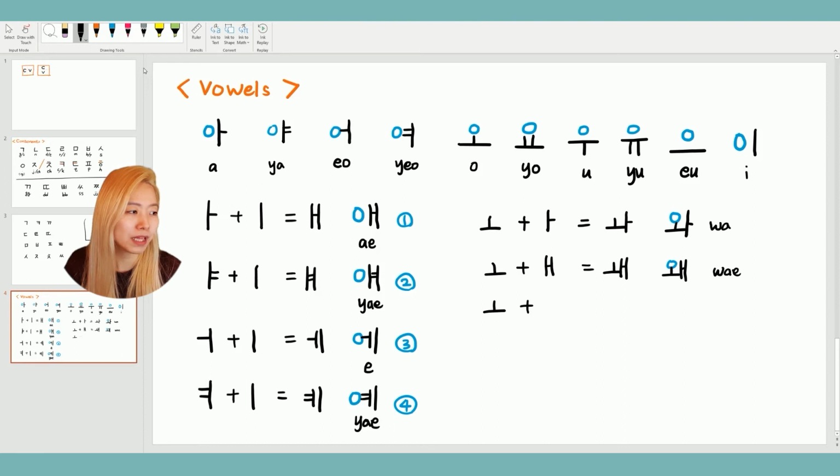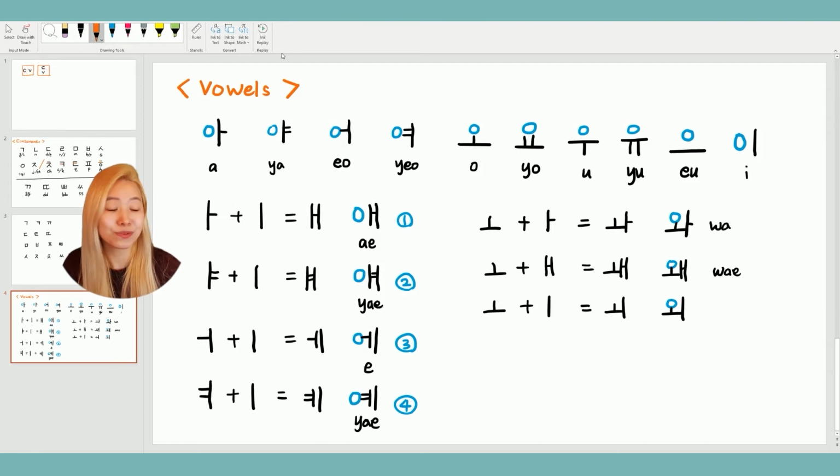오 plus 이 is the exception. So it does not follow the way we've been doing right now. It starts from 오 and it does not end with the vowel 이. It's not 위, it's 왜 as well. So this one is the special one that does not follow this rule. So it's an exception. 왜, same thing.